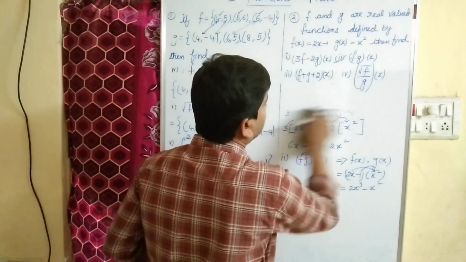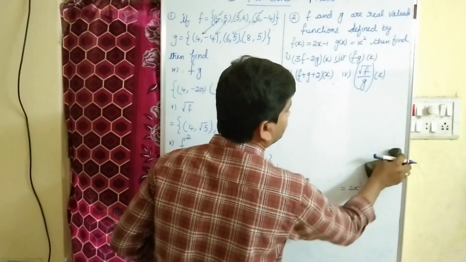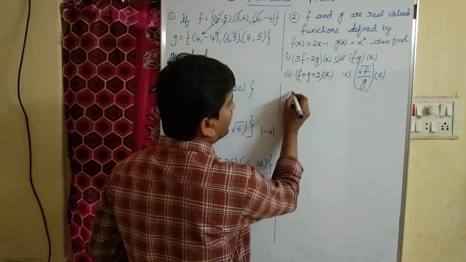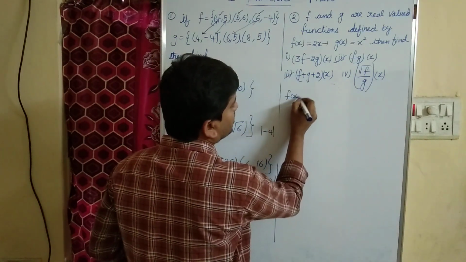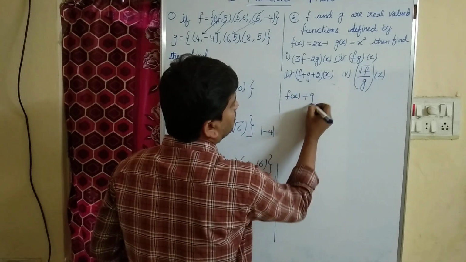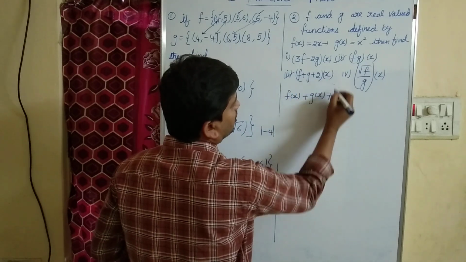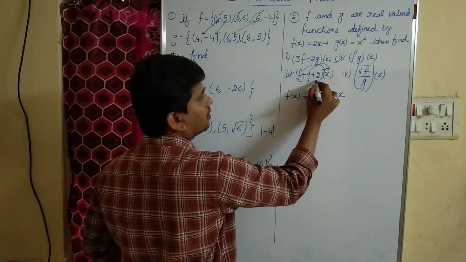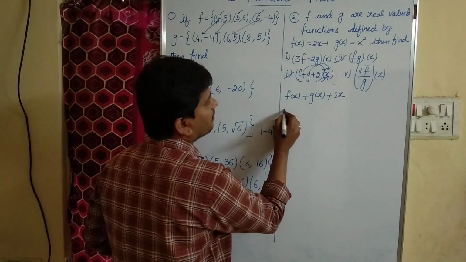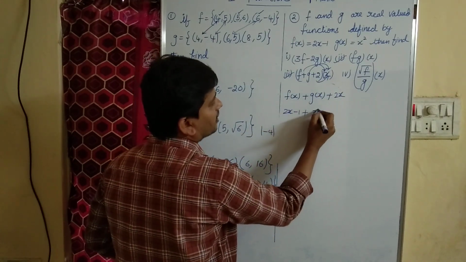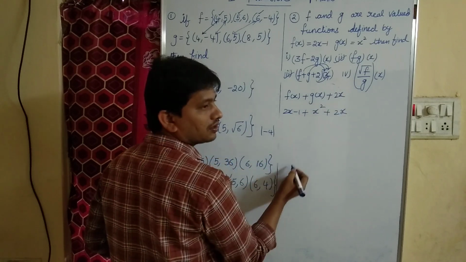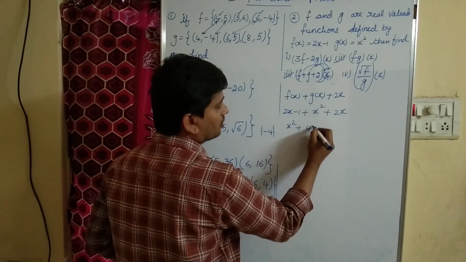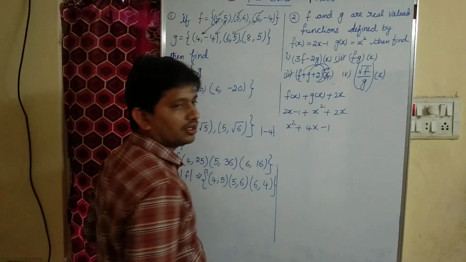Now coming to the third question. What is our third question? f plus g plus 2 into x. I can write as f of x plus g of x plus 2x. f of x value 2x minus 1, g of x value x square plus 2x. So x square plus 2x plus 2x, 4x minus 1.